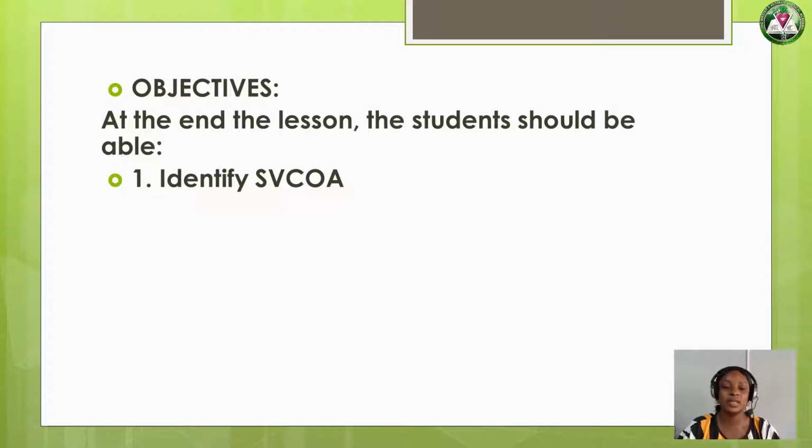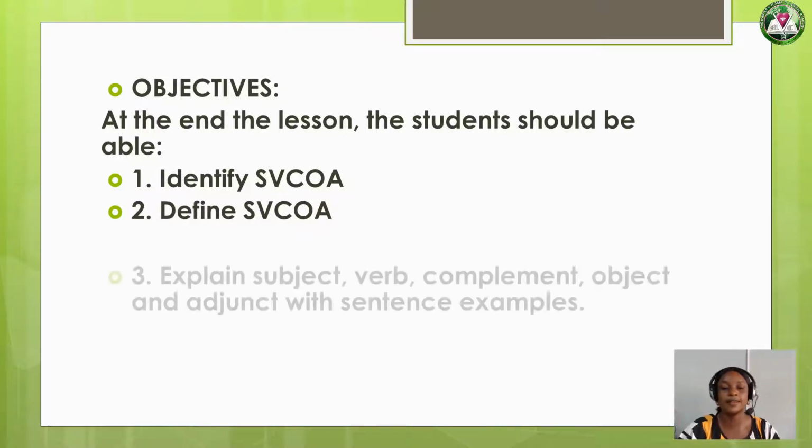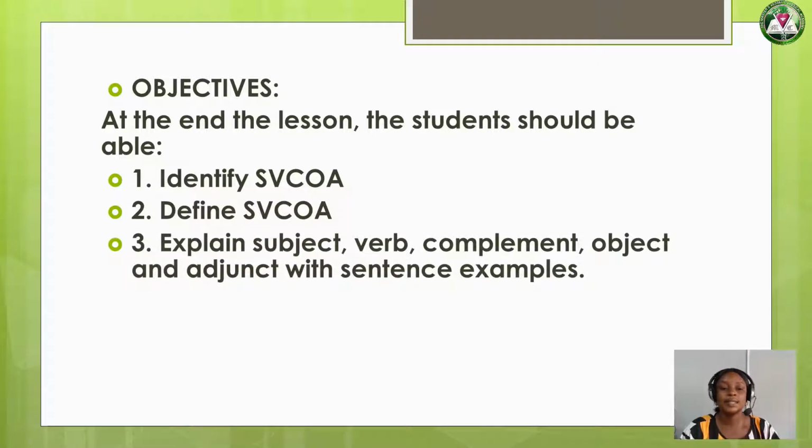I know some of you might be wondering, what is SVCOA? Is this a kind of formula or what? So by the time we are through, you'll be able to understand and, most importantly, identify SVCOA. Then you should be able to identify these elements. You should be able to define these elements, the SVCOA. Then explain them, not just defining them, you explain them with examples. This is English language, so we do it with a lot of examples.